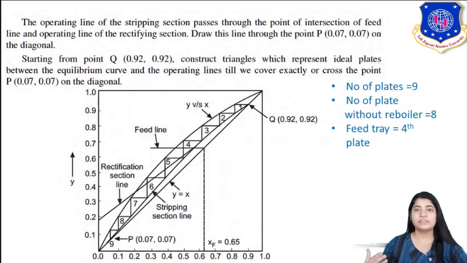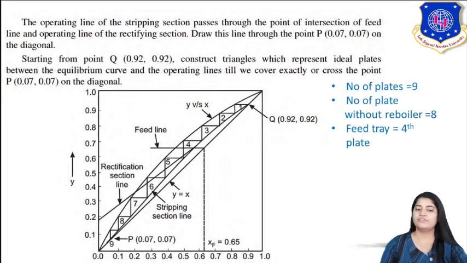Now recall the McCabe-Thiele method. From point Q, draw a horizontal to the equilibrium curve, then drop the vertical till it touches the operating line of the rectifying section. So start from point Q and construct triangles which represent ideal plates between the equilibrium curve and the operating line, till we cover or cross the point P, that is 0.07 on the diagonal. Try to understand it. You start constructing your triangles from point Q and continue till you reach the residue composition, that is point P, xW.